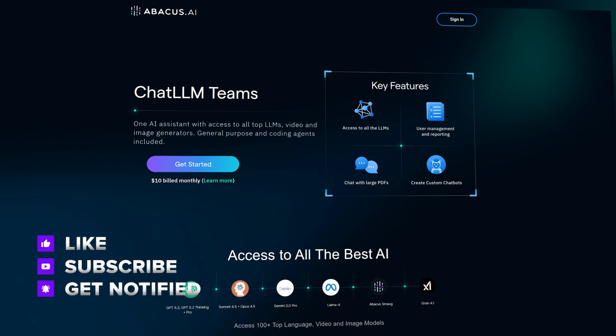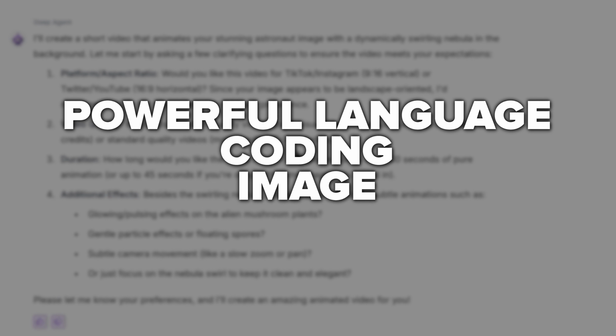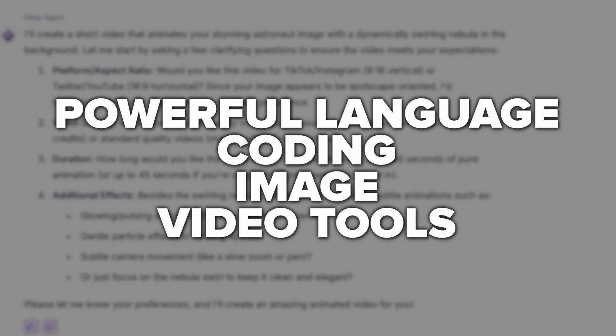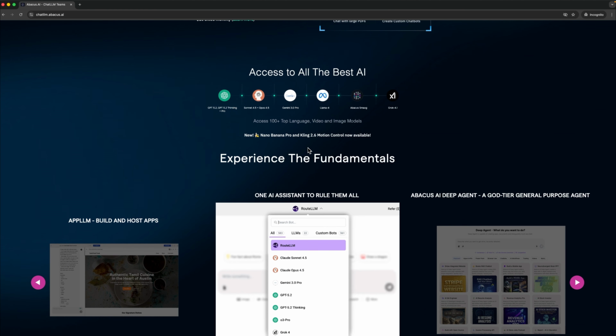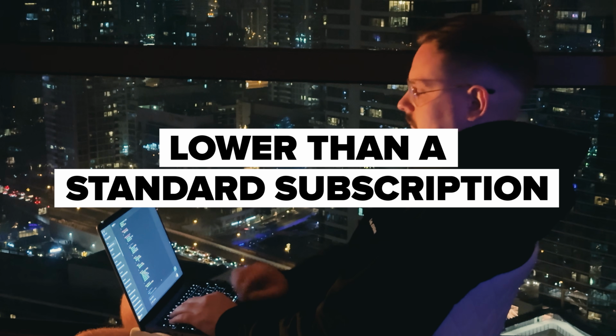My name is Daniel, and in this video, I'll show you chatllm by Abacus. It's a single platform that brings the most powerful language, coding, image, and video tools into one interface. Instead of managing multiple services, everything works in one place, and the cost is lower than a standard subscription to just one of these tools.